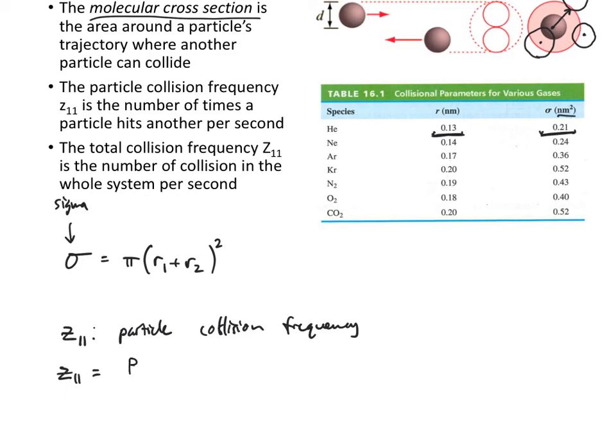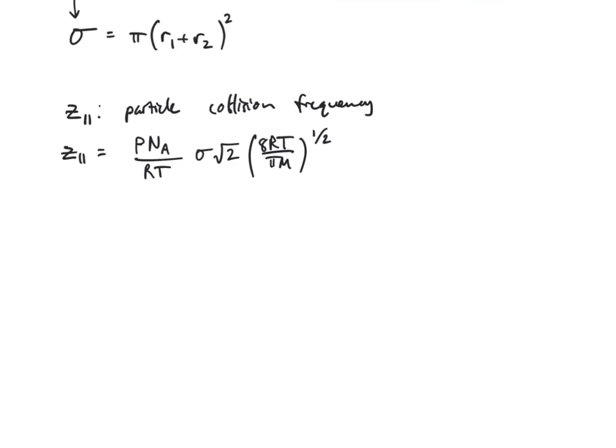The frequency of another particle running into any given particle is going to be the pressure in the system times Avogadro's number divided by RT, times the cross section, times the square root of 2, times 8RT over pi m to the 1/2 power. So as you can see, the average velocity gets worked into this particle collision frequency.